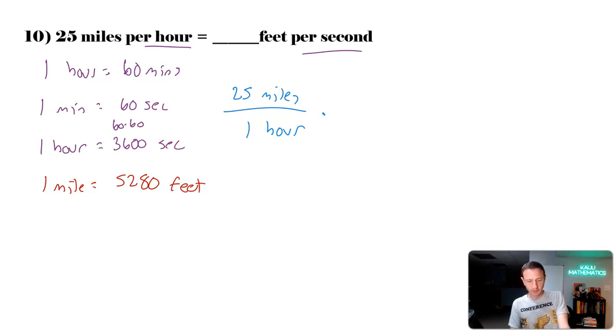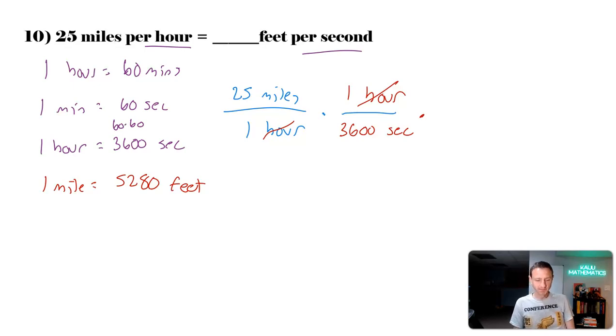Let's see how we do that. First of all, let's get the hours to drop out. We already said 1 hour is 3,600 seconds. And the reason I'm writing it like that is because hours were right here. So then hours and hours will cancel out, leaving us with seconds.